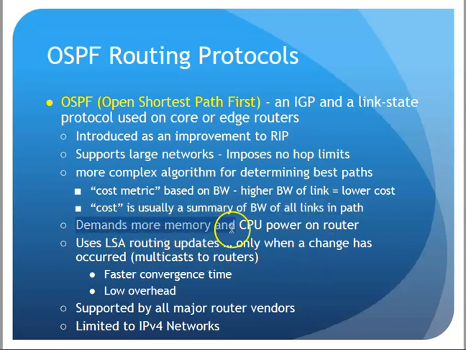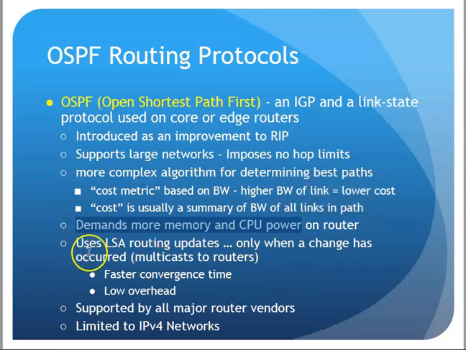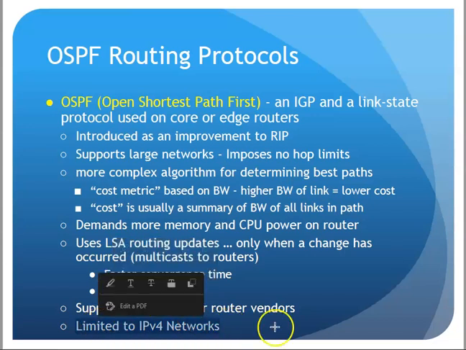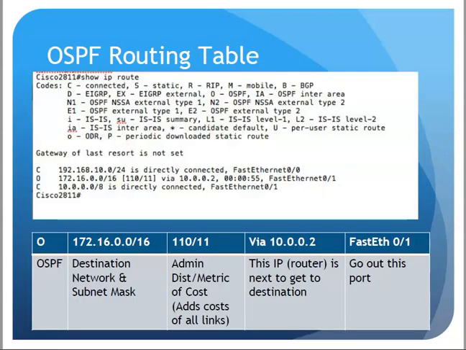This is going to demand more memory and processing on the router. It typically uses routing updates that are multicast out when a change occurs. Again, you might see some hello messages from time to time, but those are not major routing updates. The major routing updates will be multicast between the routers. Because of all this, it's going to be much faster to converge and a lot less overhead on the network. Downside is it's limited to IPv4 networks only. Here's an OSPF routing table.